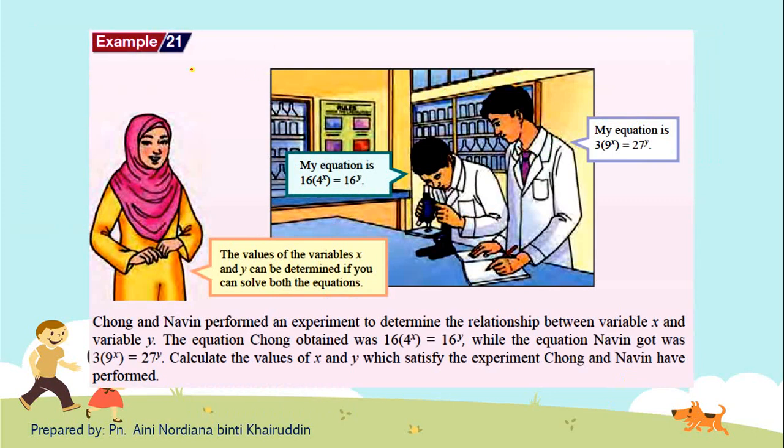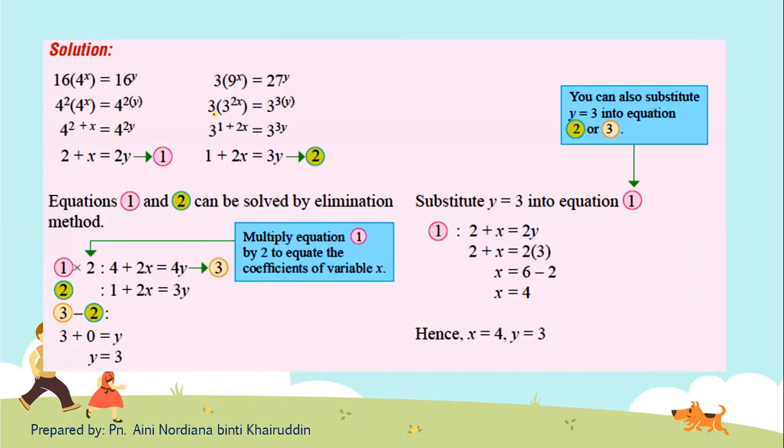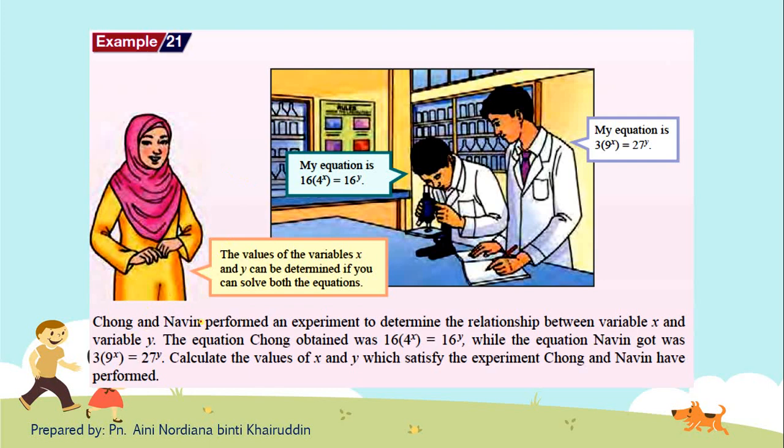So example 21. Chang and Navin perform an experiment to determine the relationship between variable x and variable y. The equation Chang obtained was 16 in bracket 4 to the power of x close bracket equals 16 to the power of y, while the equation Navin got was 3 in bracket 9 to the power of x equals 27 to the power of y. Calculate the value of x and y which satisfy the experiment Chang and Navin have performed.